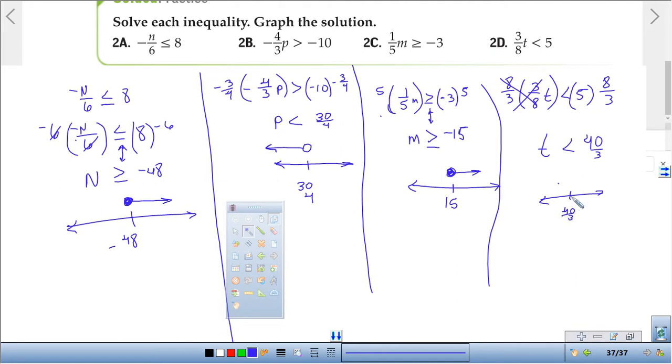(40/3), and then we're going to go ahead and, ooh, forgot that one. To the left, see variable on the left, that's my arrow, which way to go, left, and then no shaded in, and there it stays.